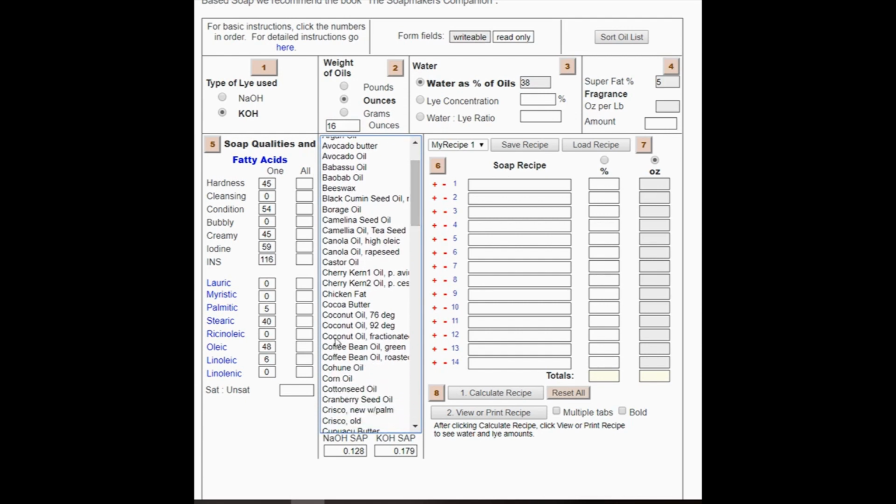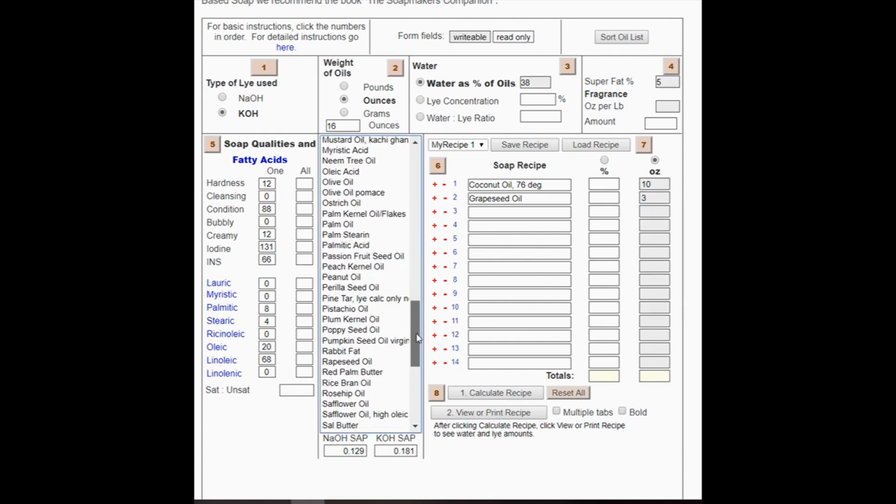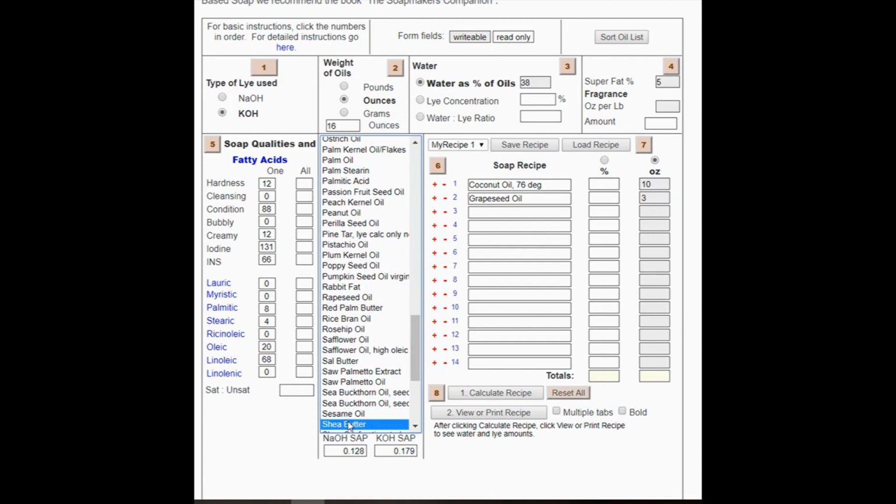And I'm going to do the most basic kind of recipe here. It's going to have a small 16 ounce oil batch. We're going to do 10 ounces of coconut, 3 ounces of grapeseed oil, and then, I got to have some shea butter. So we're going to do another 3 ounces of shea. Now, I'm going to show you the way that I do this, and it has always worked for me. So yeah, basically here it is. There's our oils. We're going to calculate, and then we're going to view the recipe.